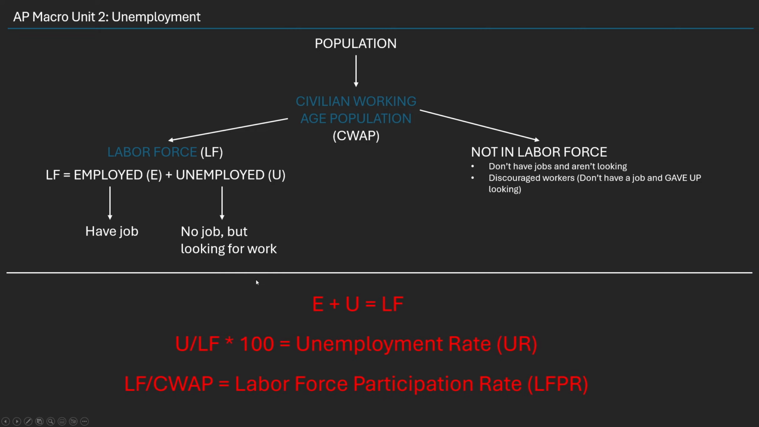Below are some equations that you need to know regarding unemployment. Employed plus unemployed equals labor force. Unemployed divided by your labor force times 100 is your unemployment rate. And your labor force divided by your civilian working age population is your labor force participation rate.